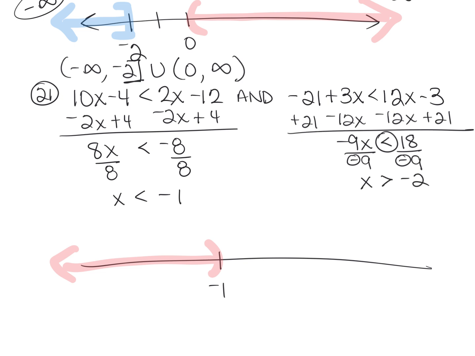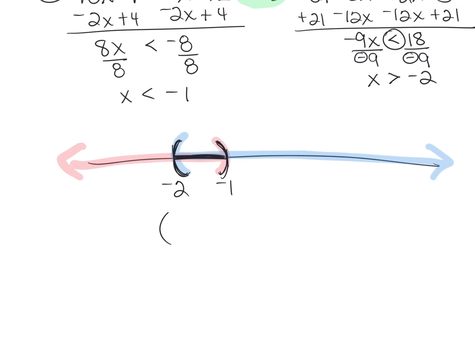So if that's negative 1, negative 2, of course, is going to be right beside it. And when I do this one, it is also a parenthesis because it's not included, and it goes off in this direction. So because this is an and, I am just looking for the overlap. So when I look at where I have both colors, it's only going to be right here between these two numbers. And both sides are parentheses because neither has inclusion. So the interval would be from negative 2 to negative 1.